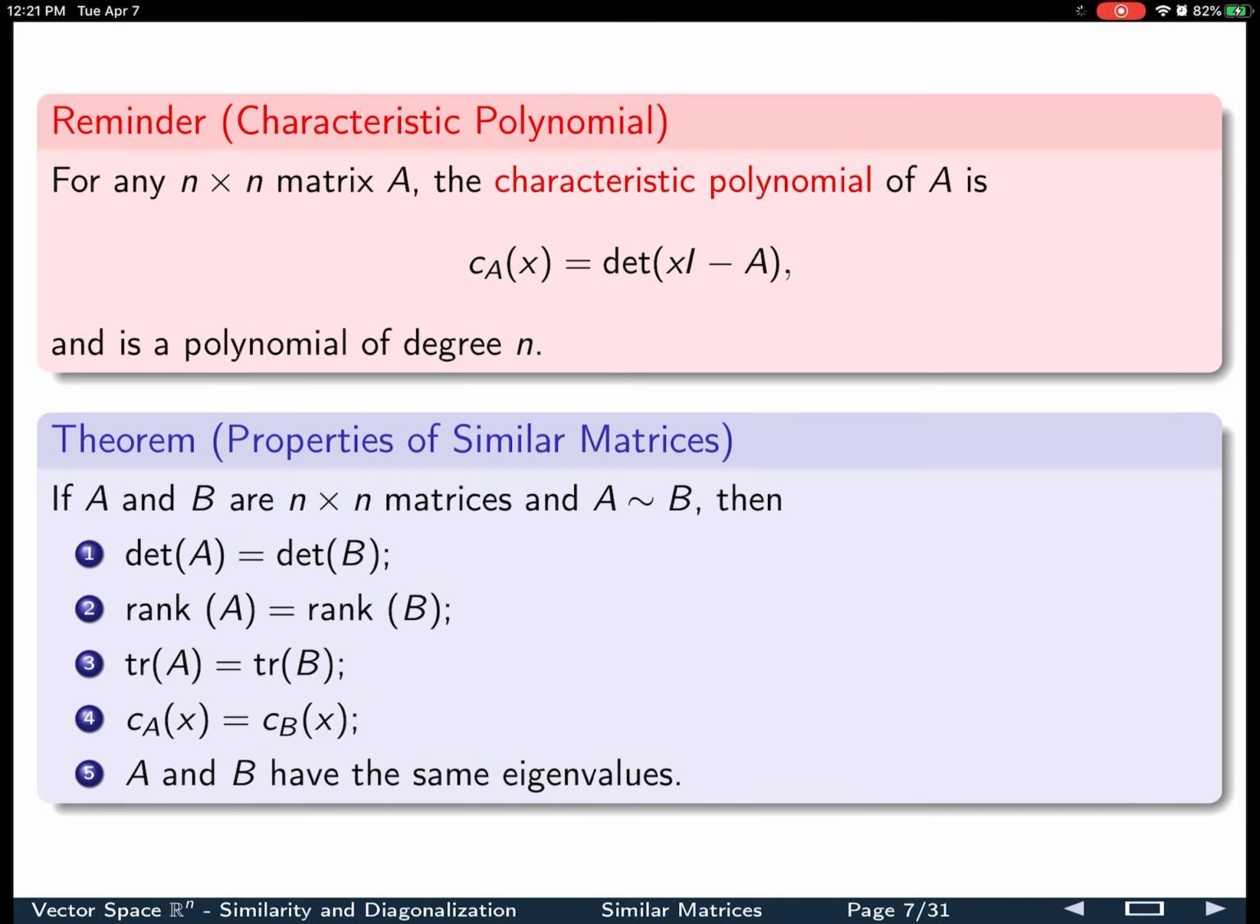That'll tell us a lot about which matrices are diagonalizable. So let's take a look at some of these proofs. The first one we're going to look at is, why would the determinant be the same in both cases?